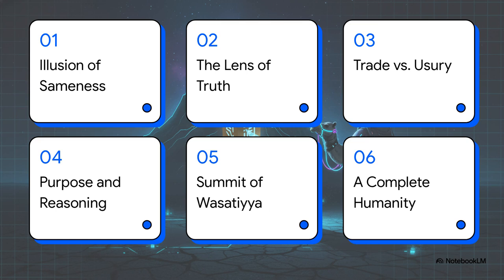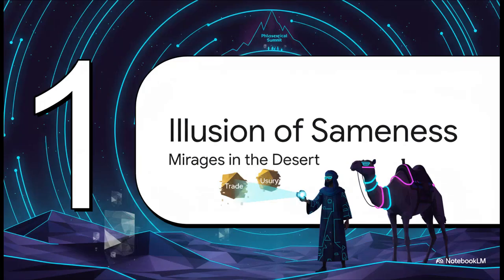Here's the roadmap for our ascent today. We'll be hitting 6 key stages. First, the illusion of sameness. Second, the lens of truth. Third, trade versus usury. Fourth, purpose and reasoning. Fifth, the summit of Wasatya. And finally, a complete humanity. Starting with Section 1, the illusion of sameness.